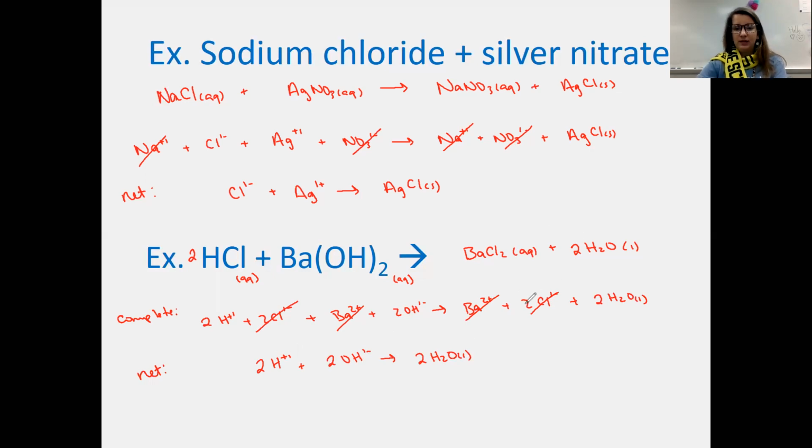So we would expect you guys to write net ionic reactions for double replacement reactions only. Okay, so if you have a double replacement reaction and it's asking you to do net ionic equations when applicable, you would do those for double replacement reactions.